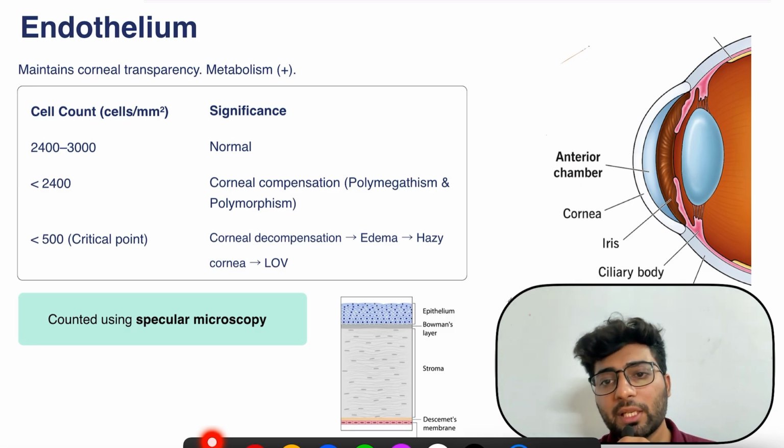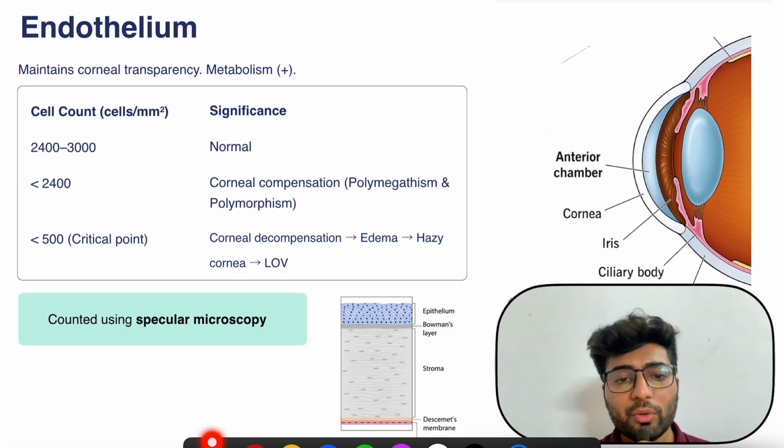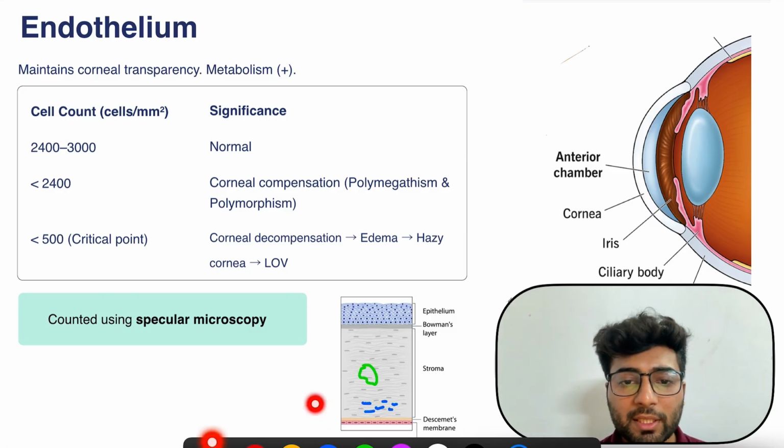Now the last layer and the most important layer is the endothelium. Why most important? Because let's say there is some water over here in the stroma. How will we clear this water? First, the glycosaminoglycans were taking this water. Second is the endothelial cell. Let's see this endothelial cell.